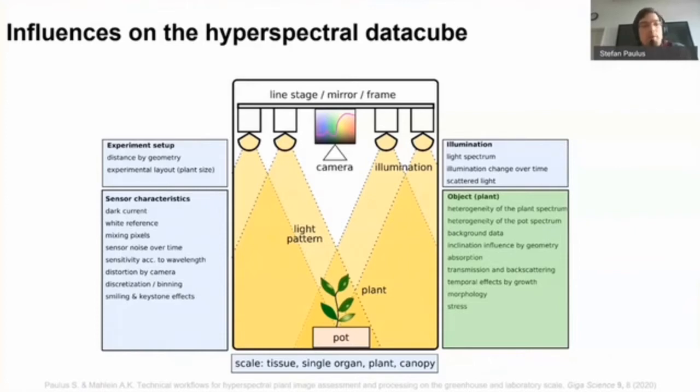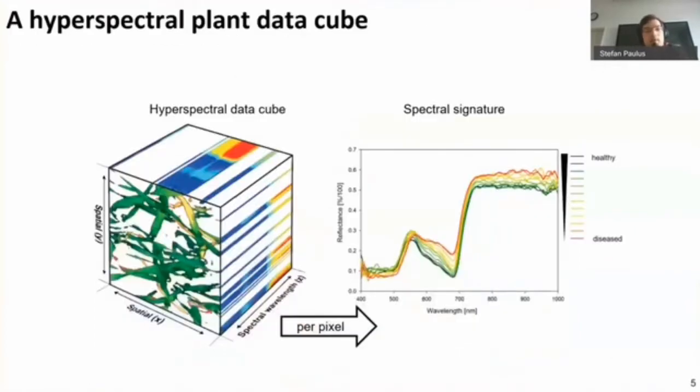So what does a typical plant data cube look like? On the left, we have a typical hyperspectral data cube consisting of 2 spatial and 1 spectral axis. And on the right side, you see what a typical plant spectrum looks like.